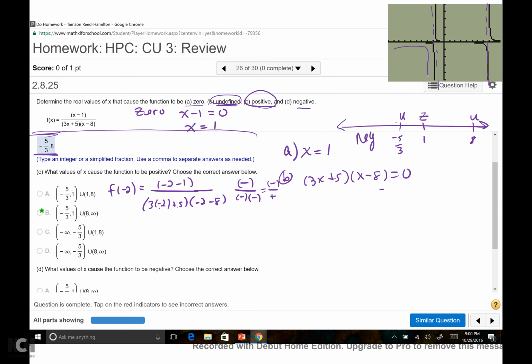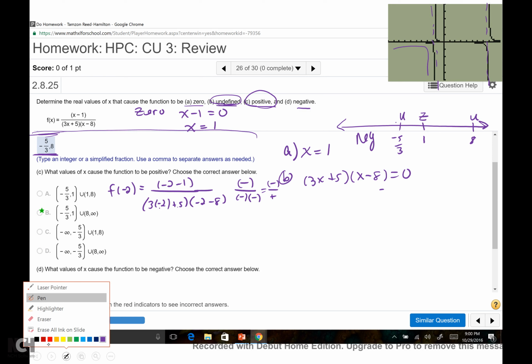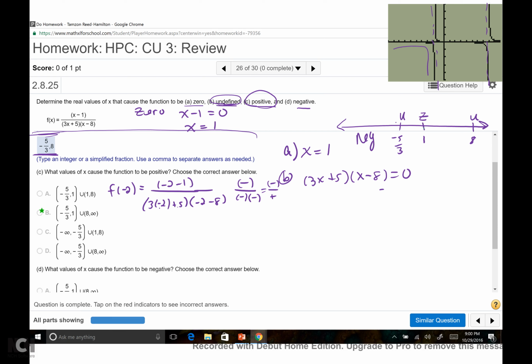It's below the x-axis. But again, we're not supposed to be cheating. In a test type situation, I don't know if you're using the calculator or not. Then we need to test something between -5/3 and 1, so I'm going to pick 0. I'd have 0 minus 1 over 3 times 0 plus 5 times 0 minus 8. That's going to be a negative on top. 3 times 0 is 0 plus 5, that's a positive. 0 minus 8 is a negative. So you have a negative divided by a negative, which is going to be positive. So this section in here is positive.